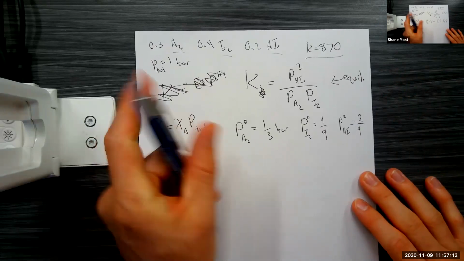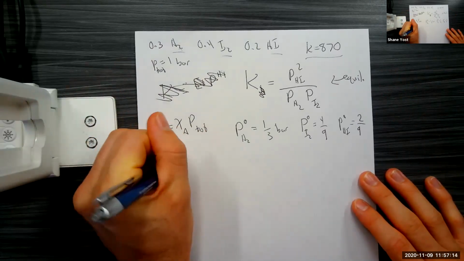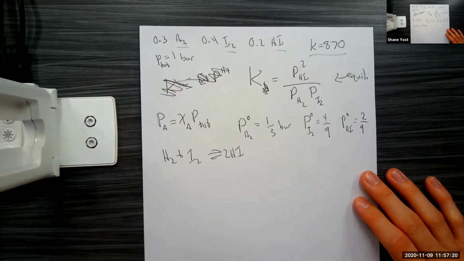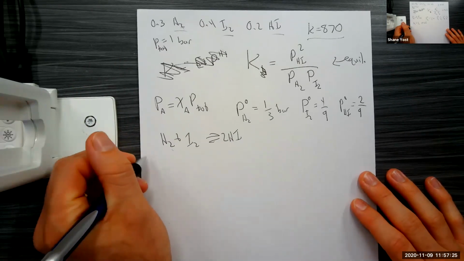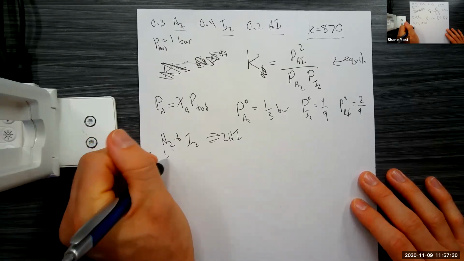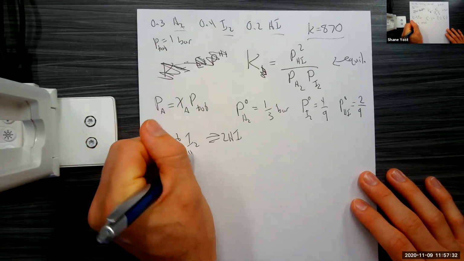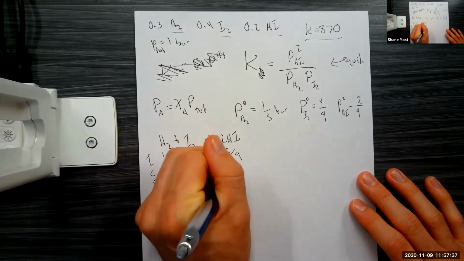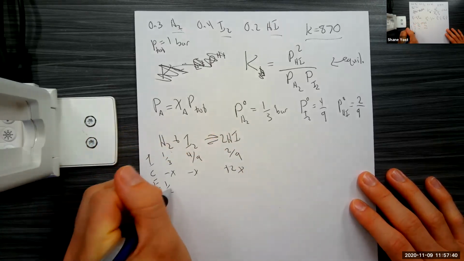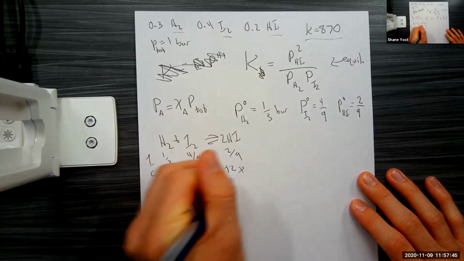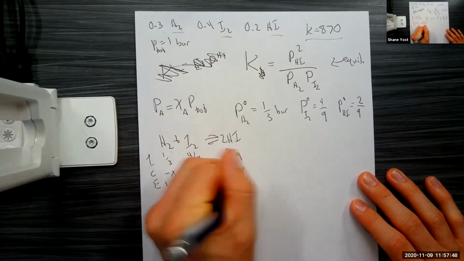The idea here is that in my reaction, H2 plus I2 going to 2HI, I'm going to lose some H2, some I2, and gain some HI. You can use an ICE chart to keep track of things if you like. 1/3 initially, 4/9 initially, 2/9. So minus x, minus x, plus 2x. So 1/3 minus x, 4/9 minus x, and 2/9 plus 2x.